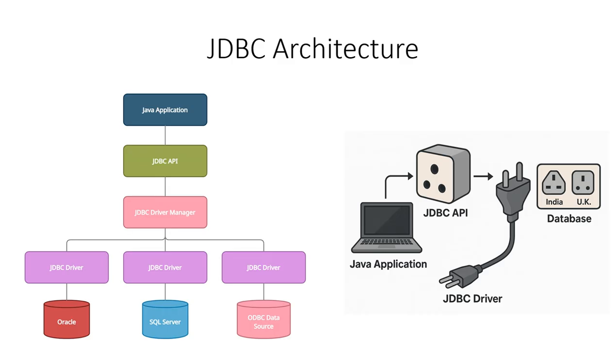Let's move on to the architecture of JDBC. It mainly consists of two layers. The first one is the JDBC API, which provides an interface for developers, and the other one is the JDBC driver manager, which loads the appropriate driver for the database.